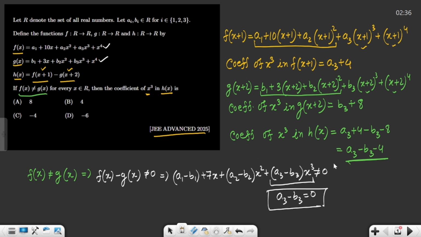So if we put the value of a3 minus b3, we will get what? We will get minus 4 as our answer. Clear? So option C is the correct option. This was a beautiful question, and the beauty was in the last step, because the other steps are very common. So this is the main thing in this question.